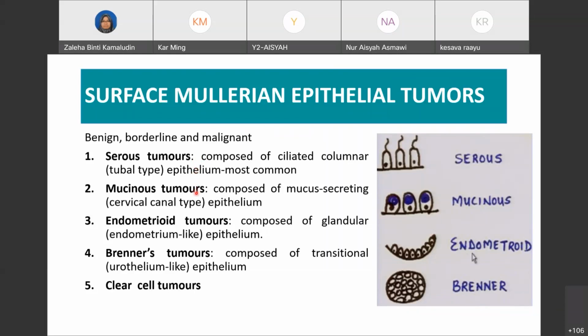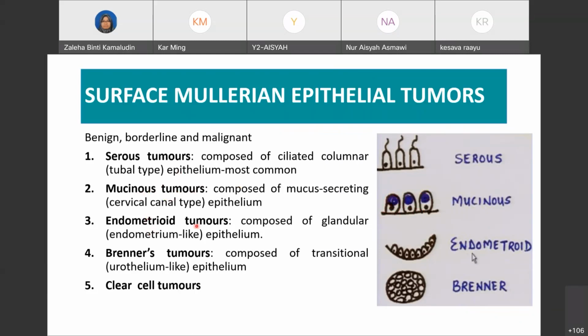Meanwhile, for the mucinous, it's also divided into benign, borderline, and malignant as well, based on its differentiation. All right, and this tumor typically resembles a cervical canal or the endocervical epithelium. You can appreciate that the tumor is lined by this mucinous epithelium with the basally located nuclei and the apical mucin. So once you see mucin in ovarian tumor, you need to think it is more towards mucinous tumor, right?